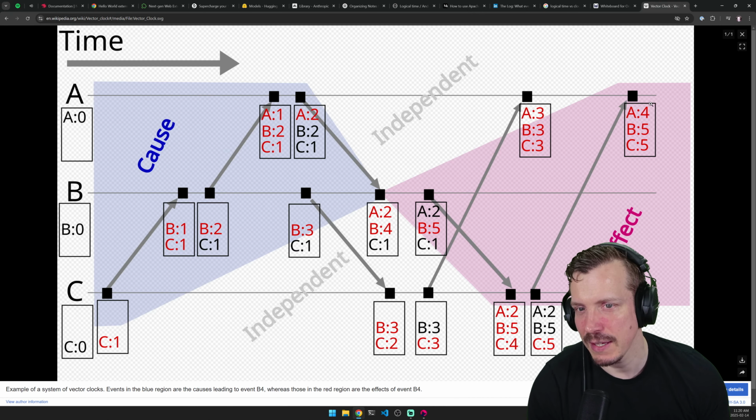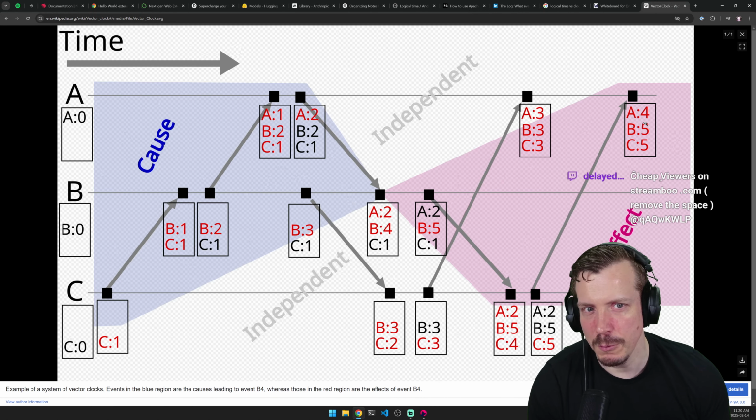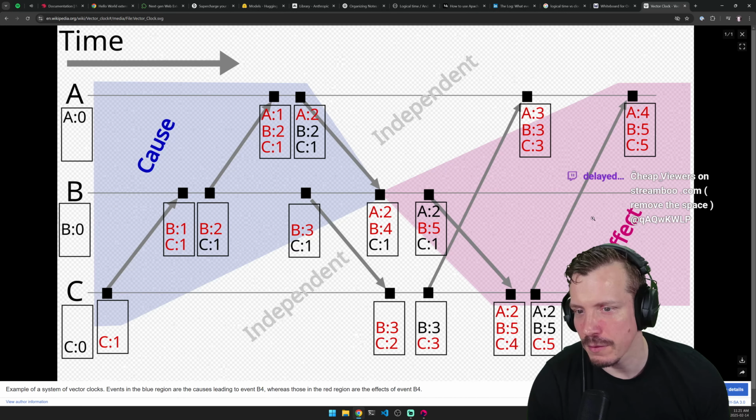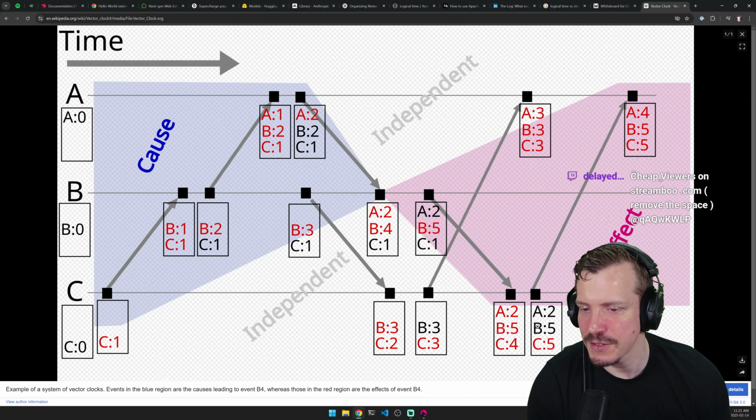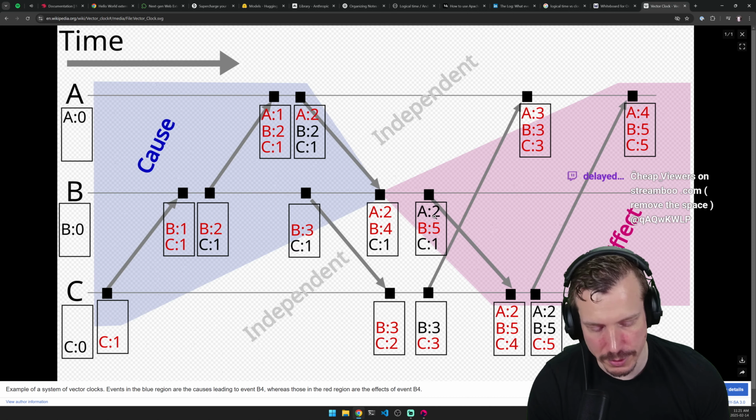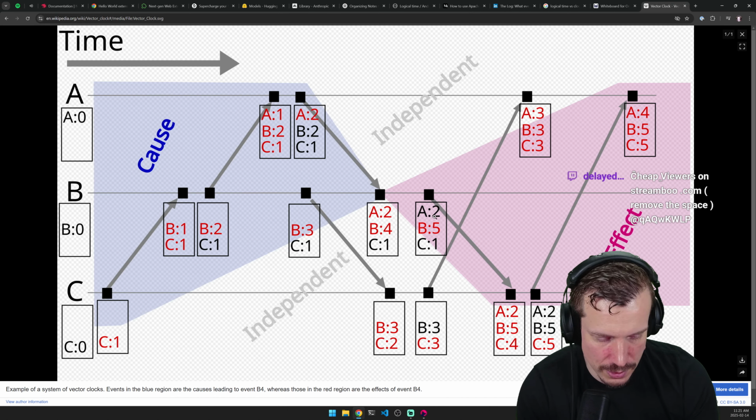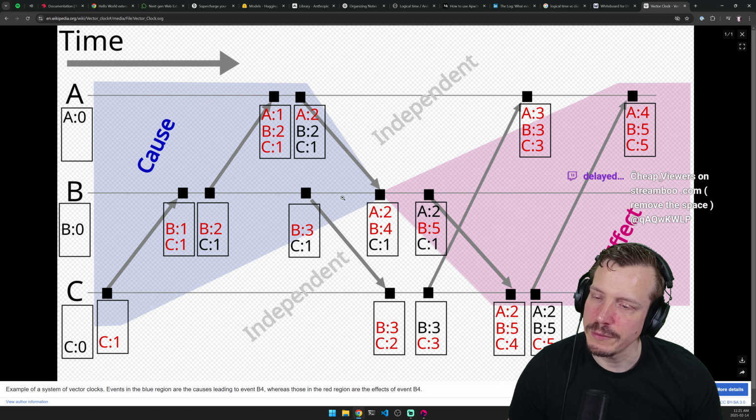And then A has 455, which is greater or equal in all to B's understanding of the world, and it is greater than or equal to C's understanding of the world. So A would be before. Sounds good. So A would understand a more recent version of the world than C, and C would understand a more recent version of the world than B. And then that way you could interpret those events.